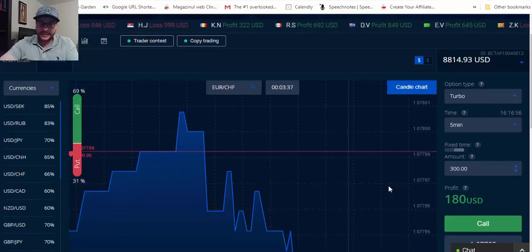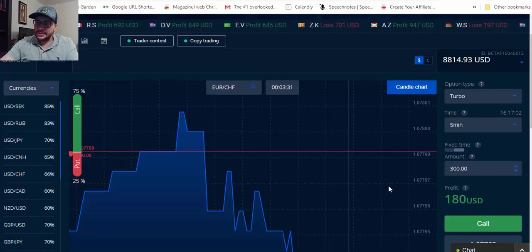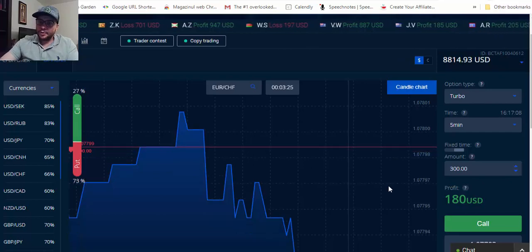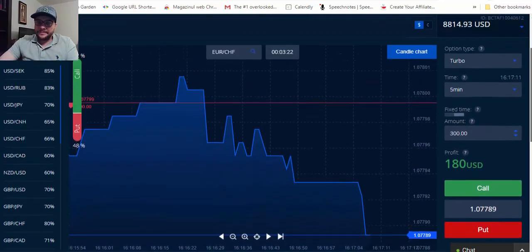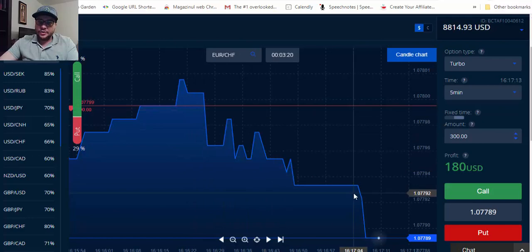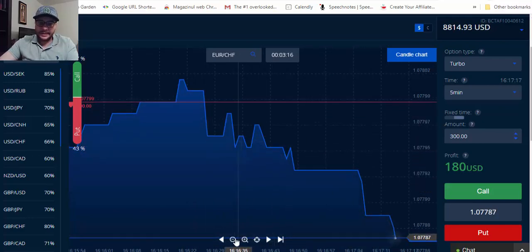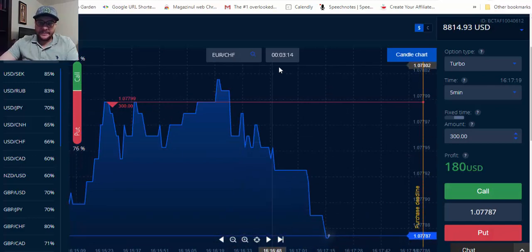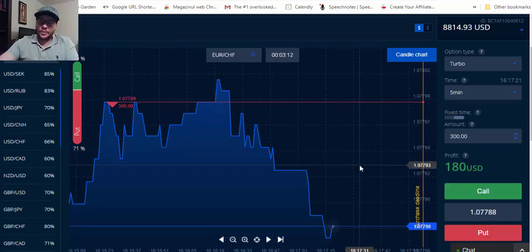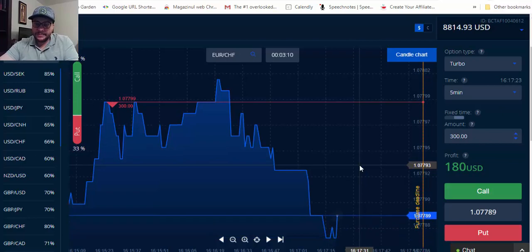So let's wait and see what will happen with this trade, which is a $300 trade, if it will be in the money or not. As you saw it was a put, and it's going in the good direction. As you can see, we are in the money at this moment, and we have 3 minutes more until the trade ends.